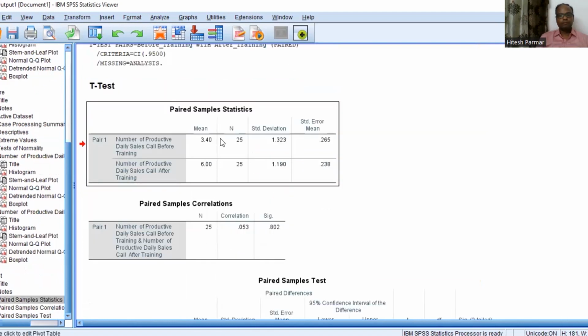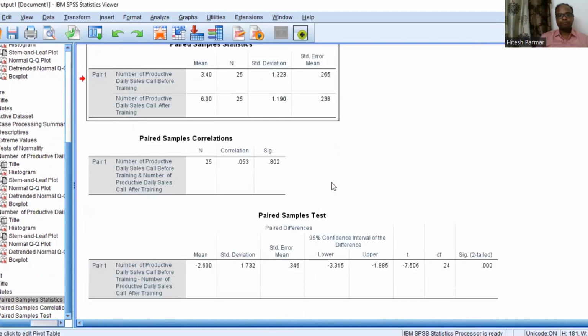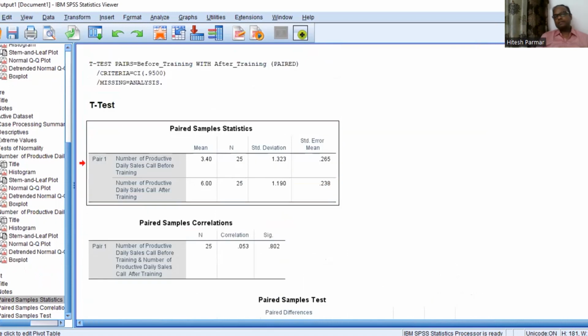We can see the paired t-test result. The first table that we have obtained for the t-test is a descriptive one. Mean, sample size and standard deviations are available. So before training, what is the mean? 3.40. On average, they were making 3.40 daily productive sales calls when the training was not given.